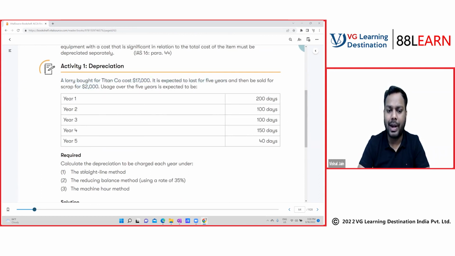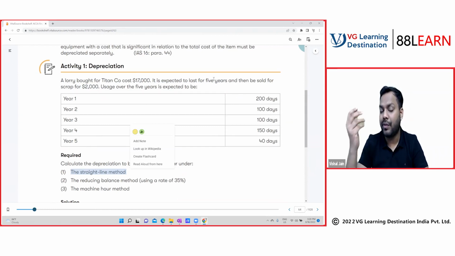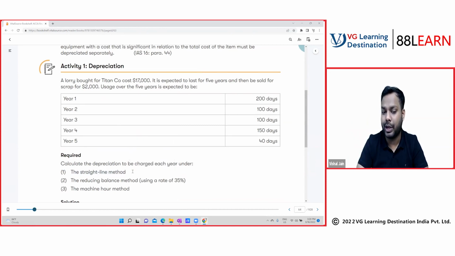So now, straight line method. What is the depreciation using the straight line method? 17,000 is the cost minus scrap value of 2,000, so 15,000 divided by 5 years, which is 3,000. Depreciation per year is 3,000. Reducing balance method: how will you calculate it? Again, 17,000 multiplied by 35% every year you have to do. Right, guys?